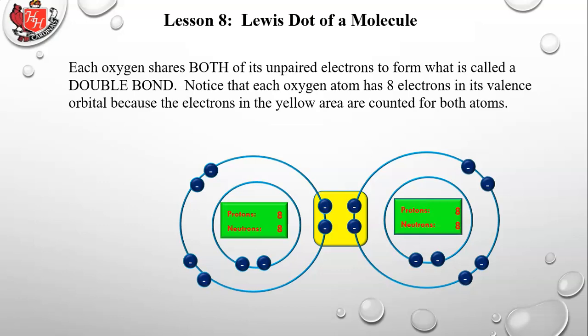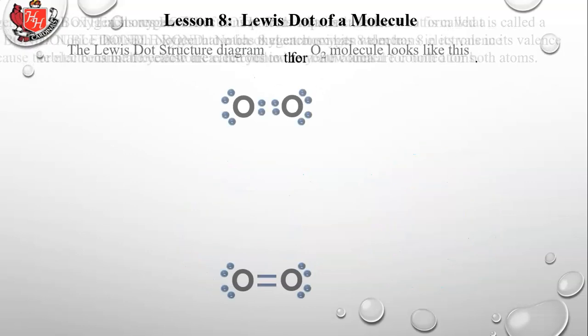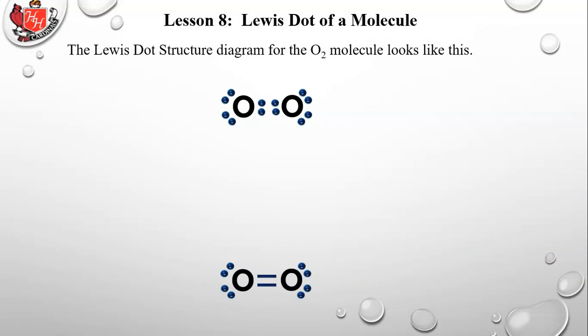So that's called a double bond. Double bonds are stronger than single bonds. They're also shorter. They hold the atoms closer together than a single bond does. So the Lewis dot structure for an O2 molecule looks like this. Just what you saw before, except you've drawn it in Lewis dot form.